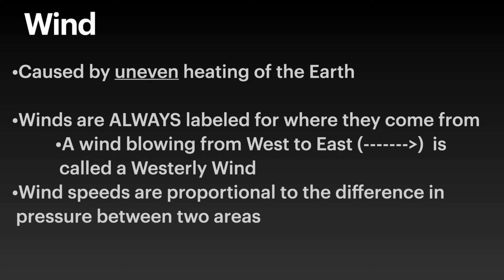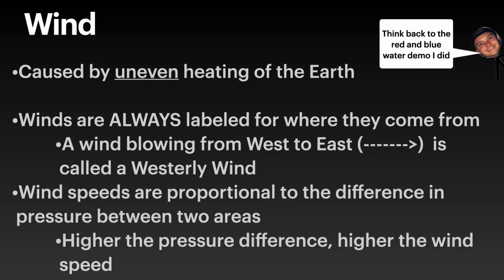The strength or speed of that wind depends on the difference in temperature and difference in pressure between two areas. So if I have one area that's very cold and one area that's very warm, the pressure in those areas is going to be very different, and the wind between those areas is going to be stronger because the air wants to move from the hot area to the cold area very, very quickly.